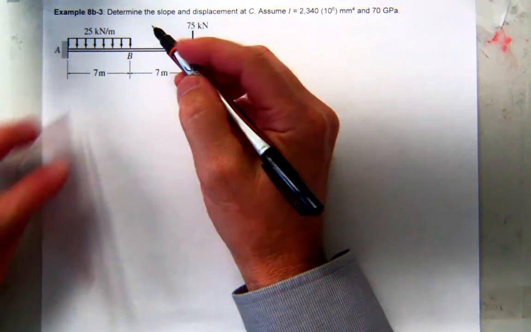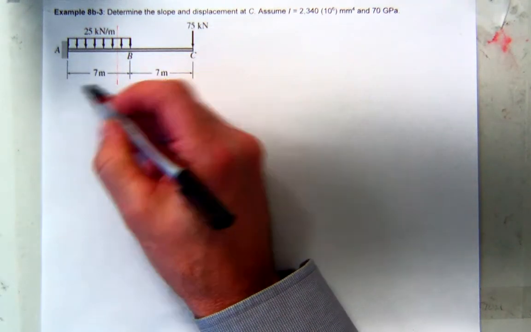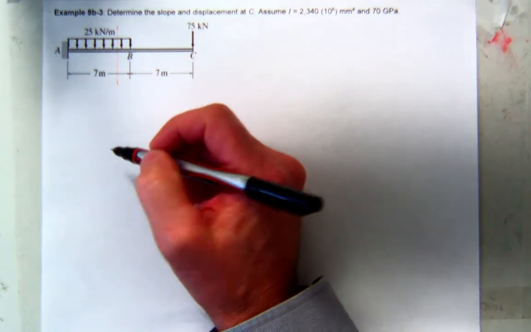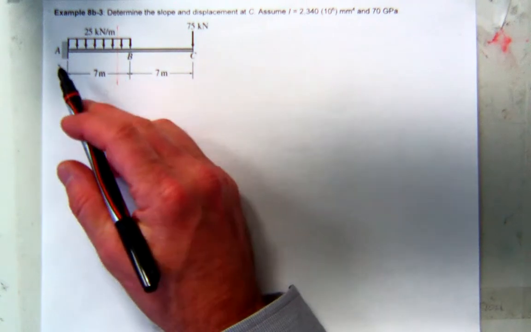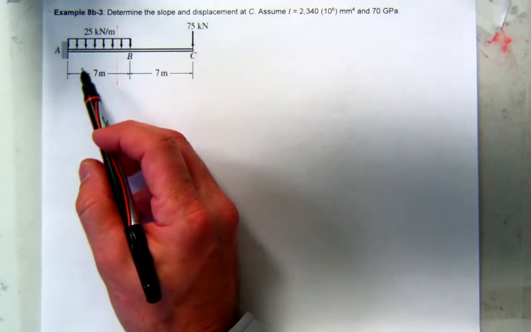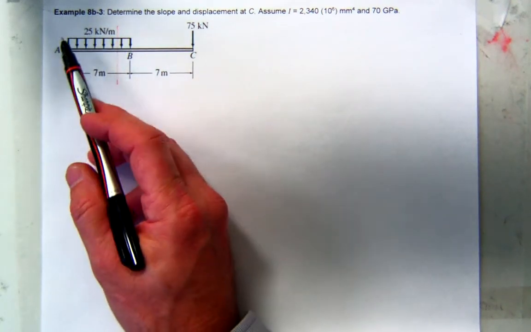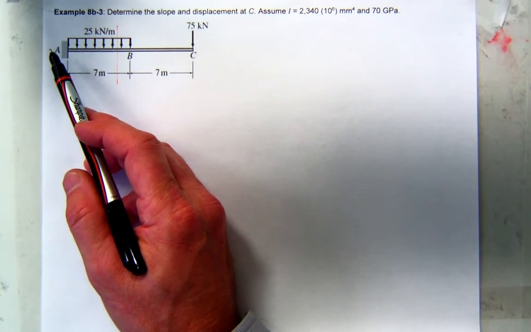So before we get started, let's see what we're going to need. I'm thinking about writing moment equations, so I'm probably going to cut the structure somewhere between A and B. Do I want to work the left side or the right side for A to B? Is there an advantage or a disadvantage? Well, if I go left, the moment will be pretty straightforward, but I'll have to have both reactions. Well, not both, the moment reaction.